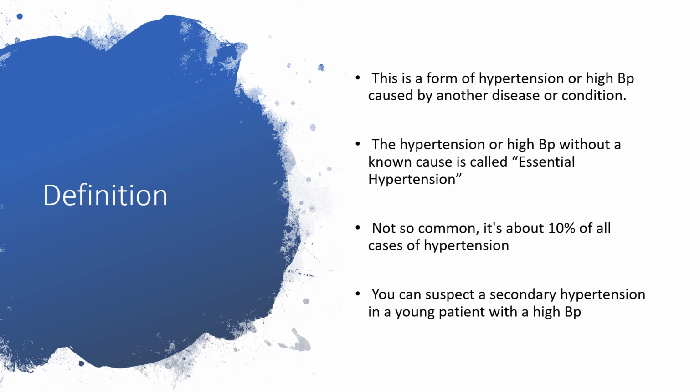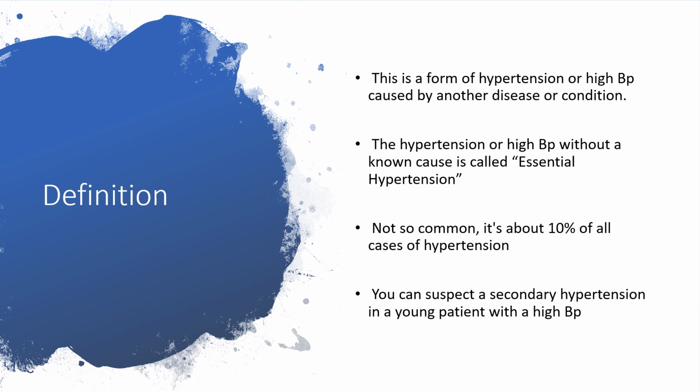By definition, secondary hypertension is a form of hypertension or high blood pressure that is caused by another disease or another condition. This is different from hypertension or high blood pressure without a known cause. That is known as essential hypertension.